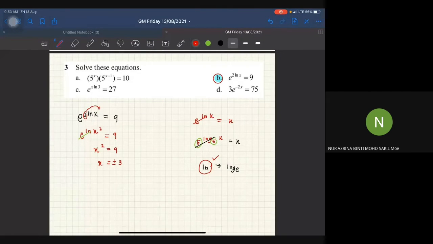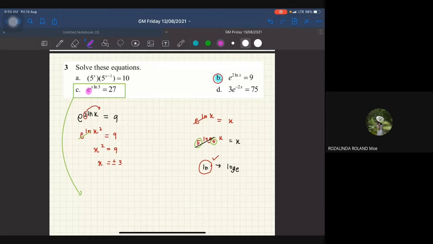So dia sama juga macam soalan this one. Soalan C ni pun sama je. Lebih kurang je. Okay, so awak ada kat situ base E, and then awak ada ln kat sini. Okay, ln is log base E. So awak boleh cancel out dia. Tapi before awak boleh cancel out kan, awak perlu pindahkan dulu X ni naik ke atas. Sama je lah dengan soalan B tu. Sebiji je. Nombor je berbeza. Okay, so yang tu try buat sendiri juga.